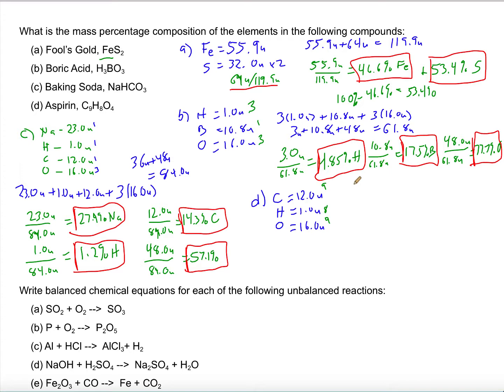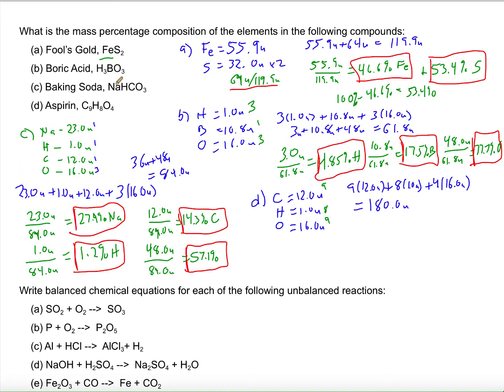And that would give us 9 times the 12 units for carbon plus 8 times 1 unit for hydrogen plus 4 times the 16 units for oxygen. And if you add all of those up together, you're going to get 180 units. Now we have to figure out the mass percentage of each. So let's do carbon next.